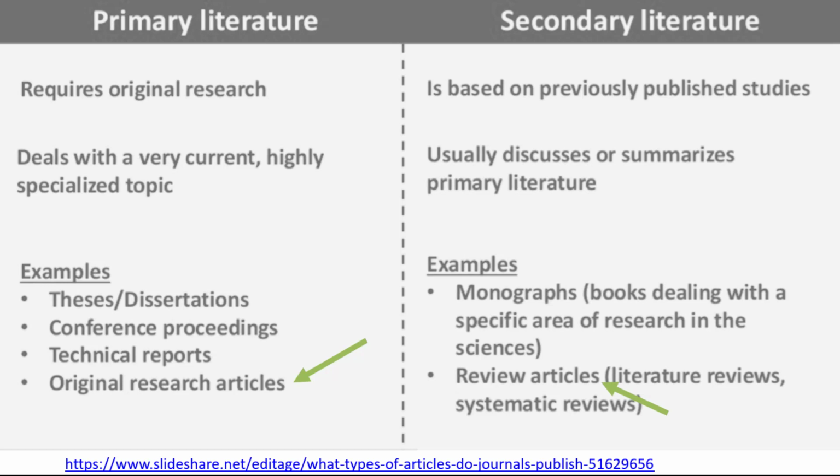You may hear this referred to. So primary literature requires original research, and it deals with a very current, highly specialized topic, and this includes original research articles. It could also include a thesis or dissertation. Secondary literature, however, is based on previously published studies, and it usually discusses or summarizes primary literature. An example of this would be a monograph, which is another word for a book, or a review article, such as a literature review, or a systematic review, or a scoping review.